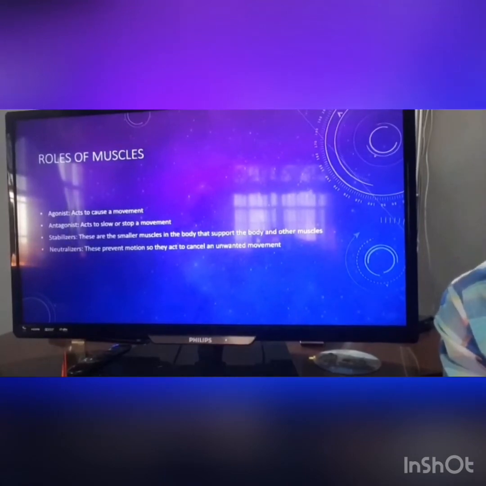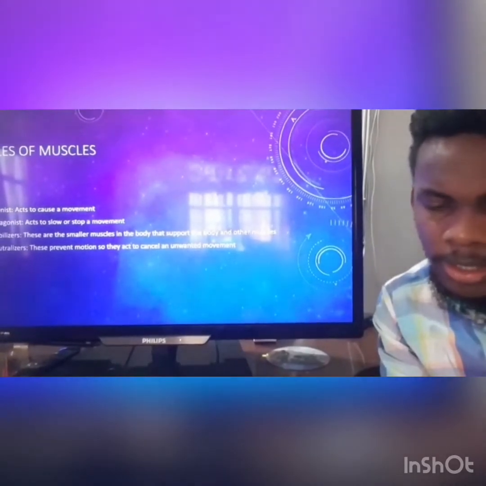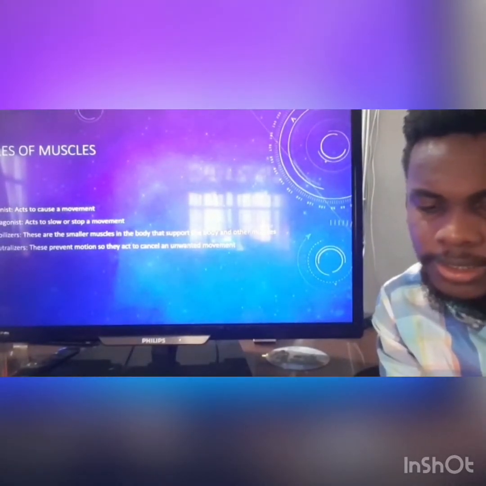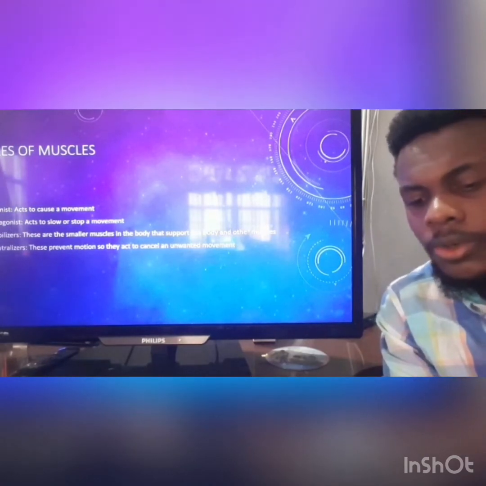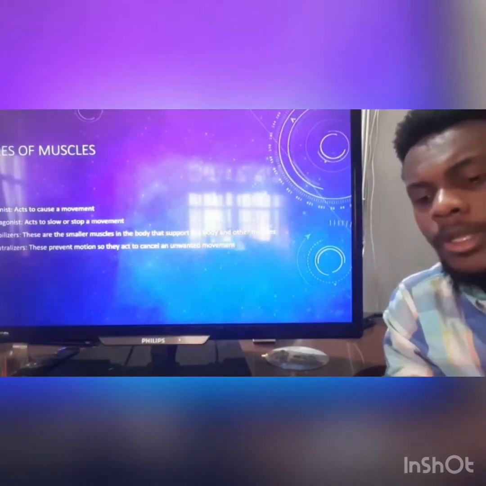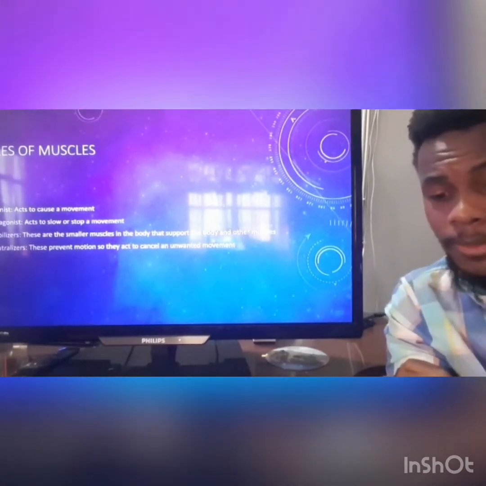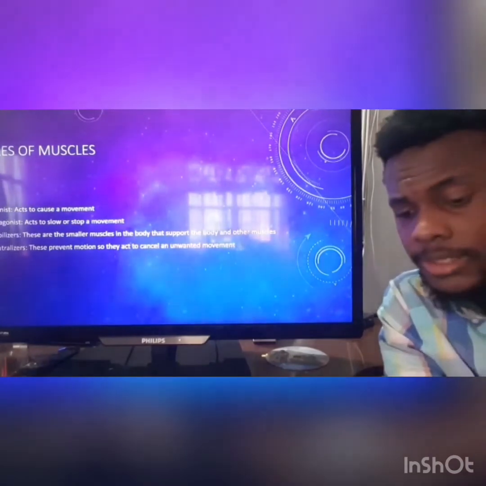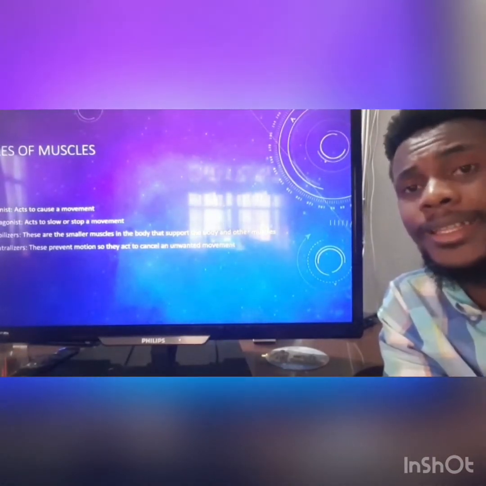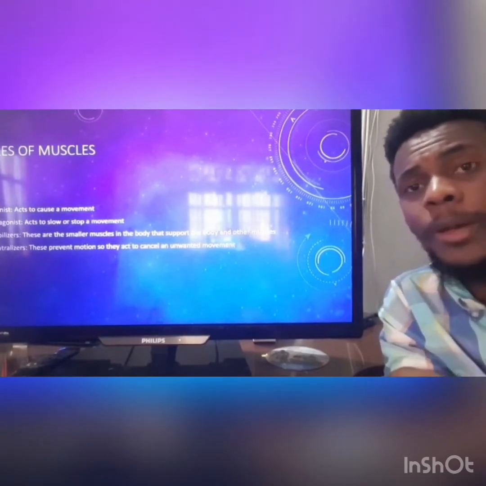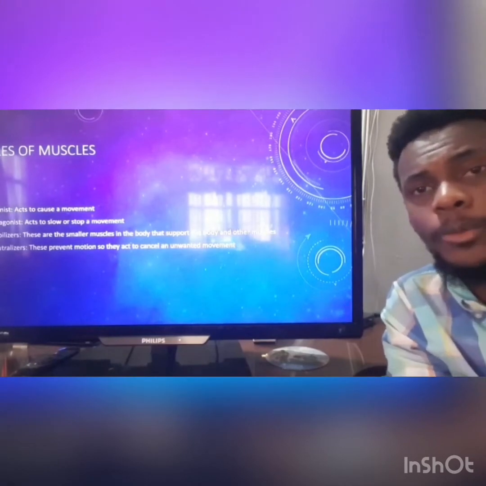So the roles of muscle, right? Before we move on, you just want to understand the agonist and antagonist. The agonist acts to cause a movement. For example, when you're doing a bicep curl, the agonist muscle is the bicep, right? The antagonist acts to slow or stop a movement. So this will be against the agonist. If you're doing a bicep curl, the muscle that is against the bicep will be the tricep, right?